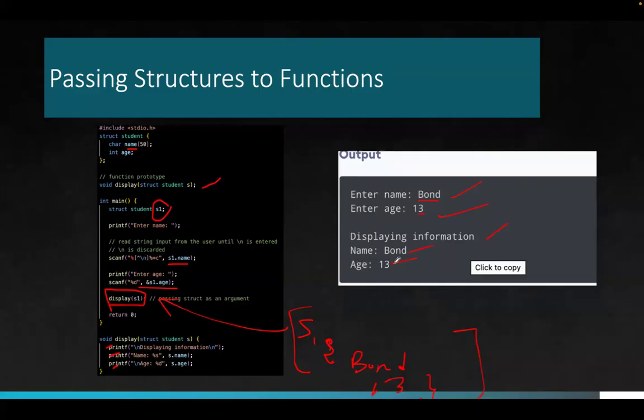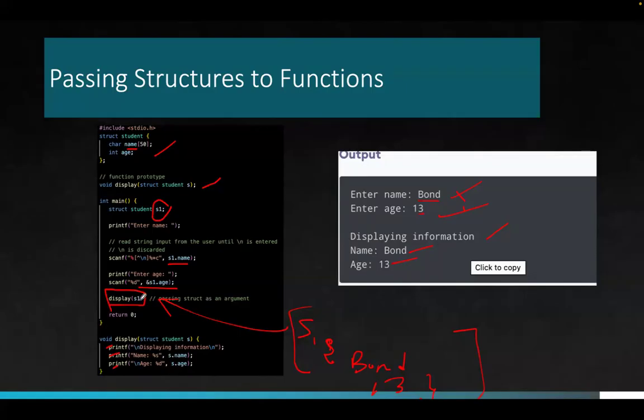This is how we pass a structure to a function. Once you create a structure, that structure is what you pass from one entity to another. Initially one structure is created, with the alias name s1. Then in that s1, we ask the user to provide the inputs: Bond and 13. Then you use scanf, which means you assign to this particular address. So the name you will pass, and once that is done, the age also. Then to display this information, you use the display function by passing this structure argument to it.